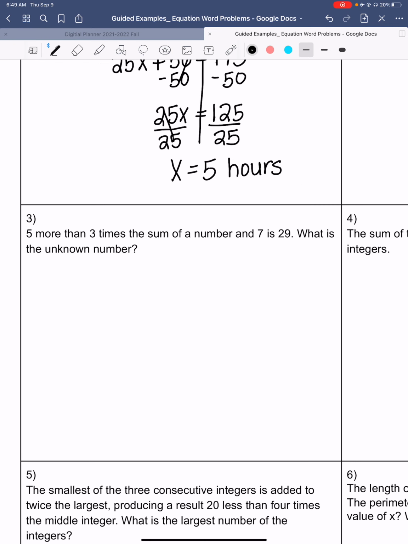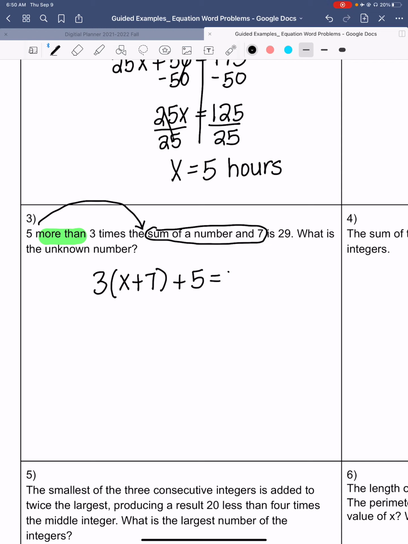All right, so the next one, 5 more than. So remember, more than means that it's going to go, again, behind what it's describing. So 3 times the sum of a number and 7. Because we're multiplying 3 times that whole thing, we're going to use parentheses. So a number and 7, and then 5 more than that is 29.